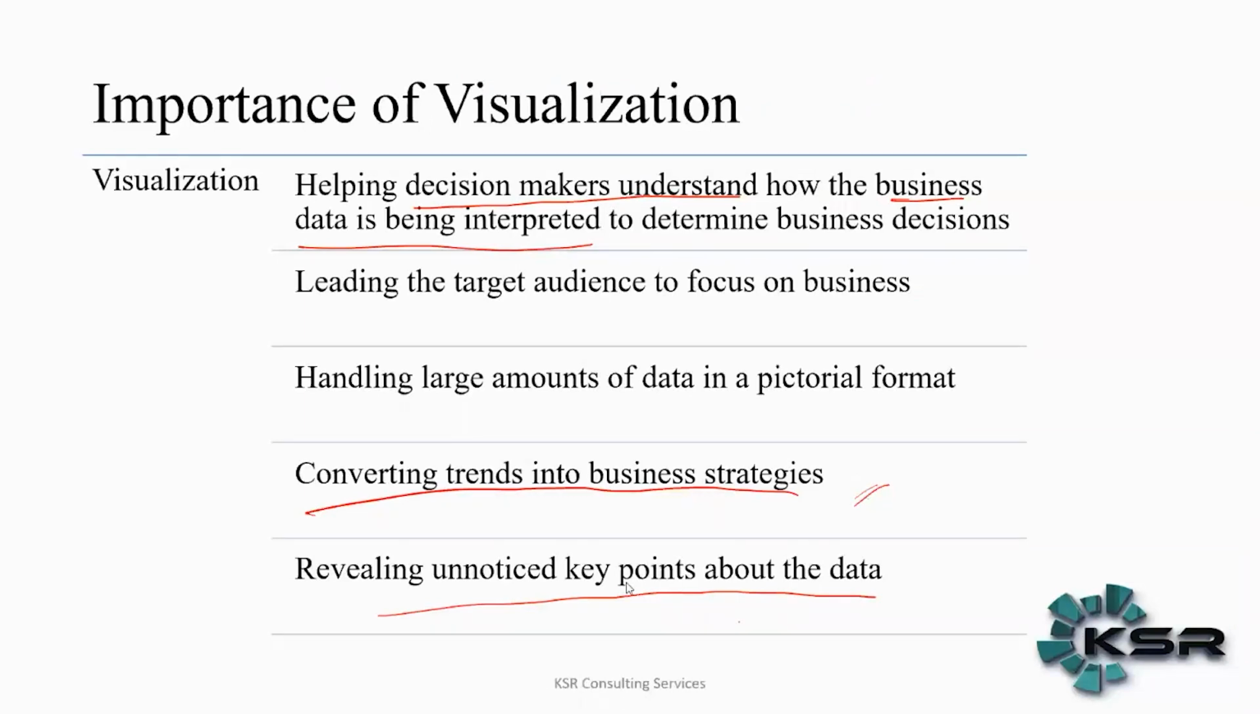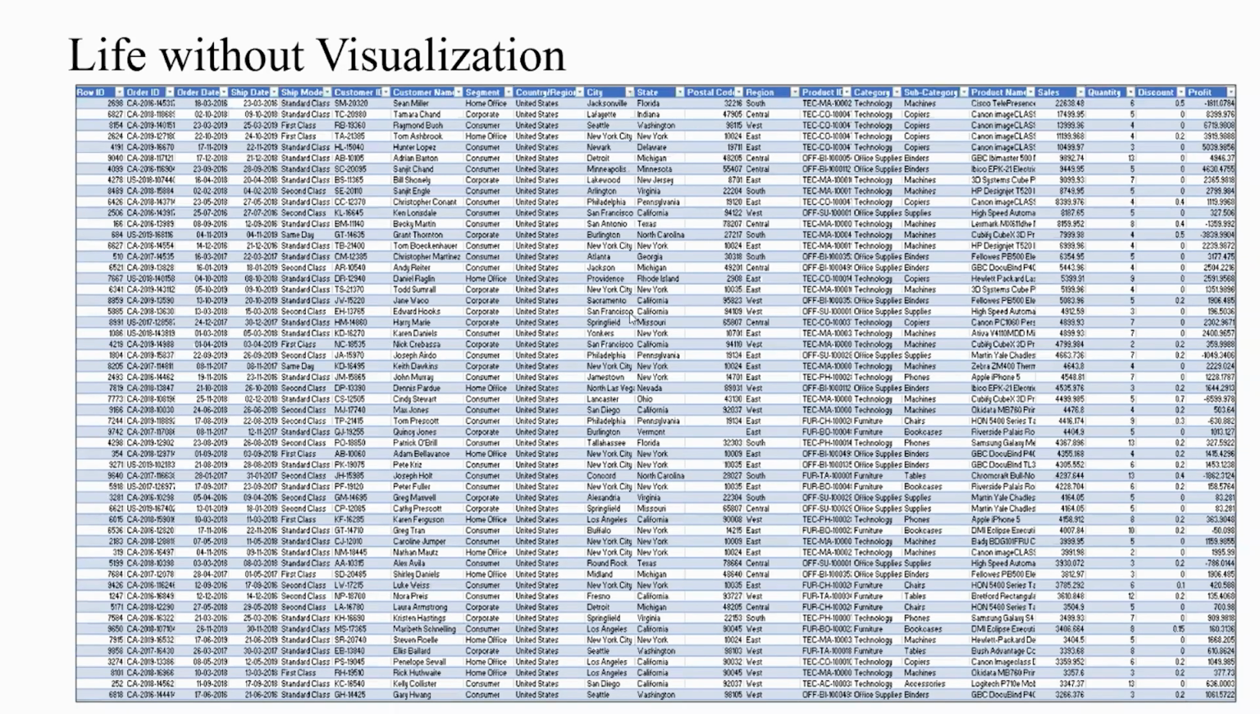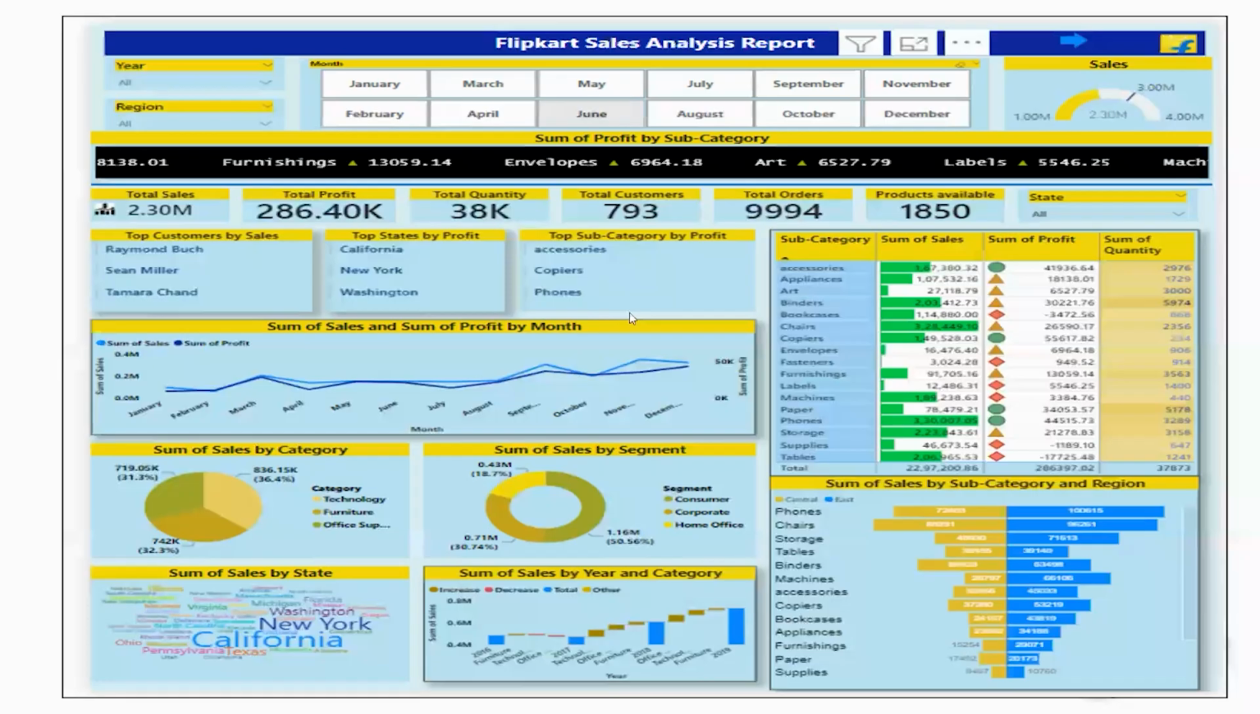So that the target audience can focus on the business, just like we spoke about the CEO of Flipkart, right? He can focus on this target audience. Here I am talking about Flipkart, but not only Flipkart, any business, any domain, any data which is in raw format, you can turn into information. You can represent that in the form of these visuals, these reports.